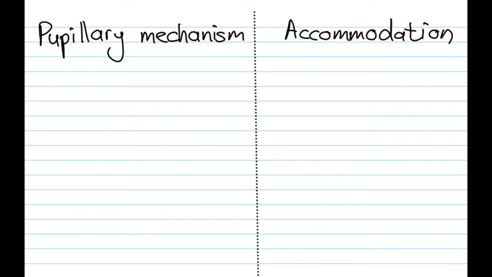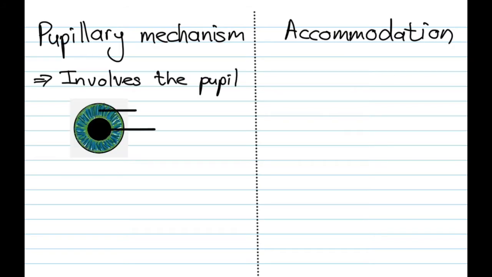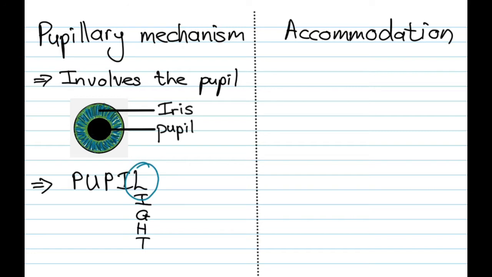The pupillary mechanism involves the pupil. Now remember, the pupil is the tiny little black dot in your eye; the colored part is the iris. And what I want you to think of is pupil and light. So can you see how on the screen it's got that little L in common? So pupil, we're thinking light.